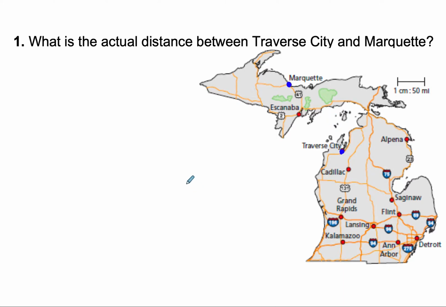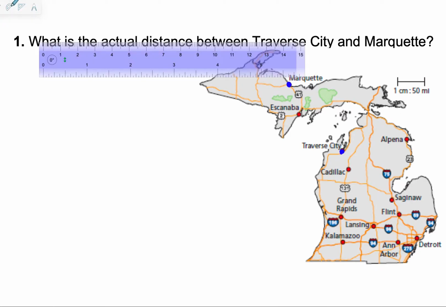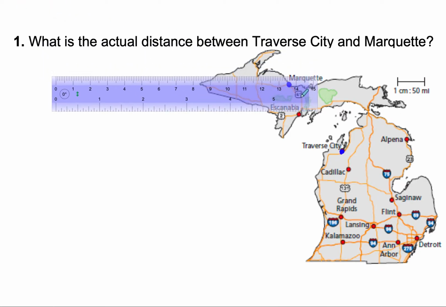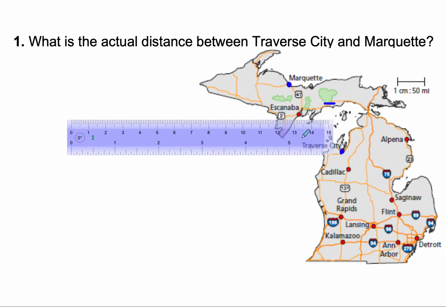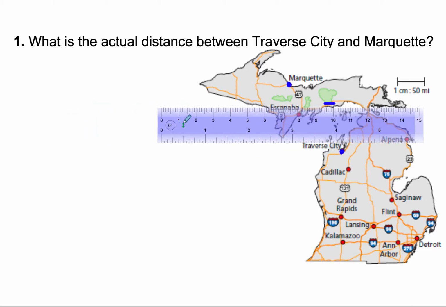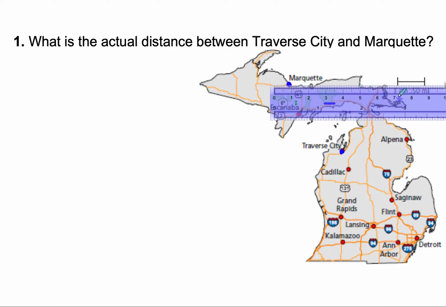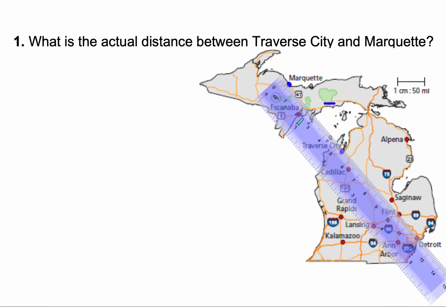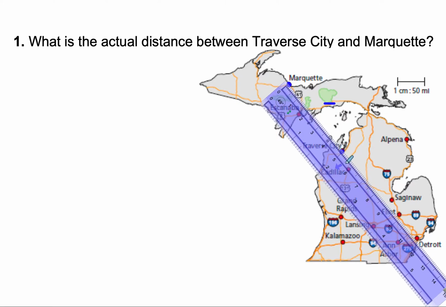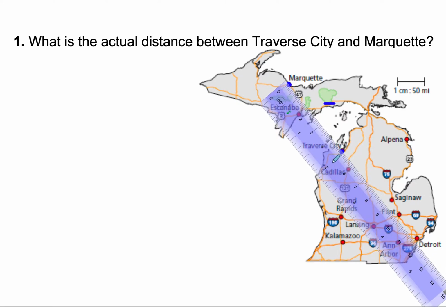You're going to try this one on your own, but since you can't really measure off of your computer screen very well, I'm going to go ahead and line up the ruler for you, and then I will have you pause your video and calculate. I'm going to get the rulers lined up as a start for you. Okay, we're going to call that 5 centimeters. So go ahead and calculate the actual distance between Traverse City and Marquette. Pause the video, try it on your own.